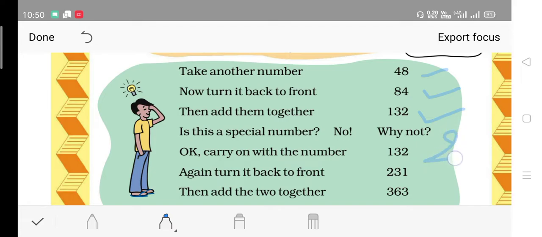That means if you change the order from the backside, if you write it, it is 231. So it is not a special number. So what kind of special number? So we are going to carry on with it. Okay, let's move ahead.